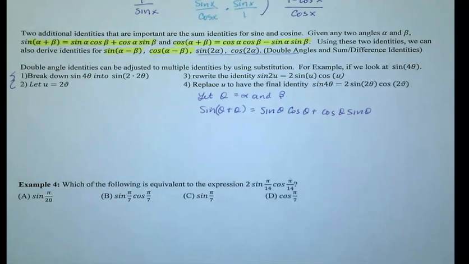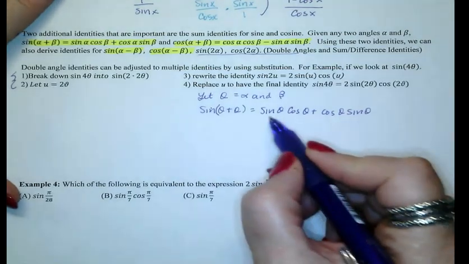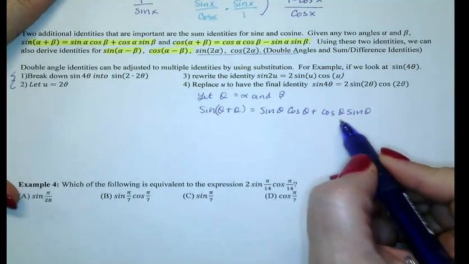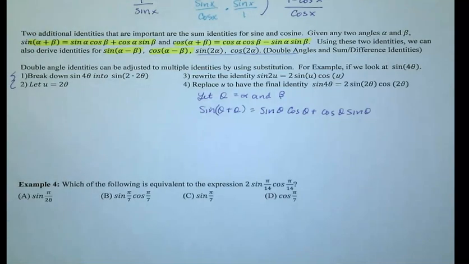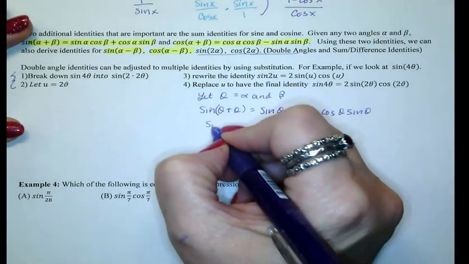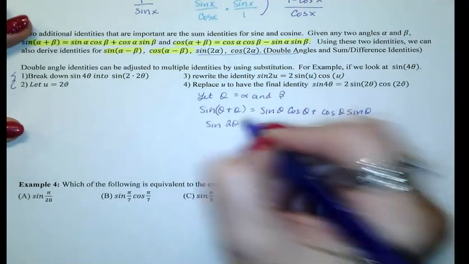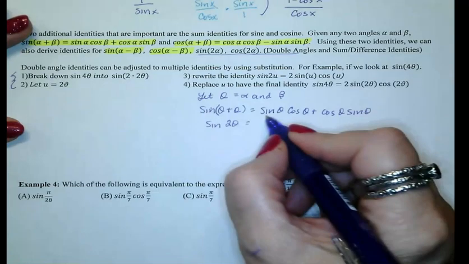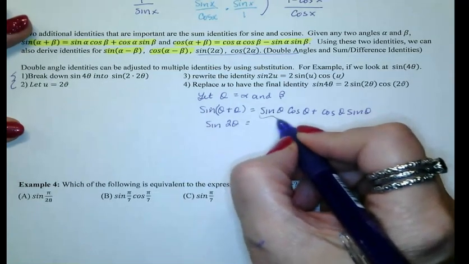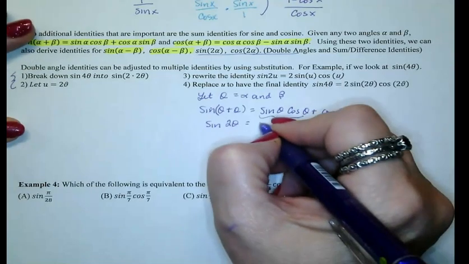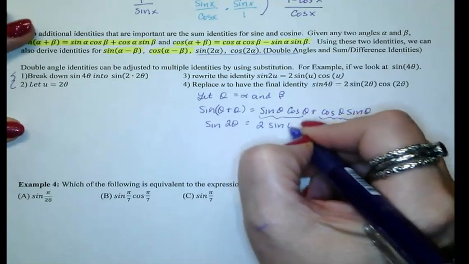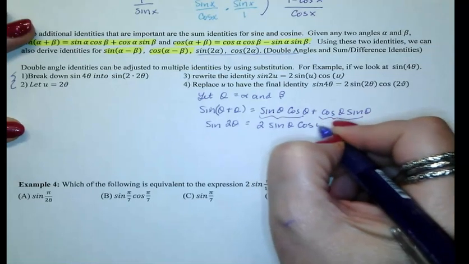So then when I look at this, I can see that sine of theta cosine of theta is the same thing as cosine theta sine theta because we know that multiplication is commutative. And so basically what we have here then is sine of 2 theta equals, and so I have one of these right here and I have one of them right here. So altogether I have 2 sine theta cosine theta.